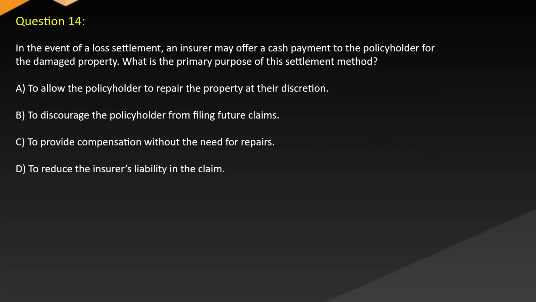Question 14. In the event of a loss settlement, an insurer may offer a cash payment to the policyholder for the damaged property. What is the primary purpose of this settlement method? A. To allow the policyholder to repair the property at their discretion. B. To discourage the policyholder from filing future claims. C. To provide compensation without the need for repairs. D. To reduce the insurer's liability in the claim.